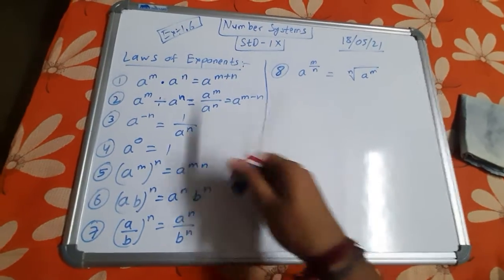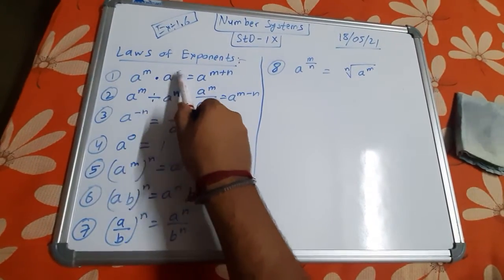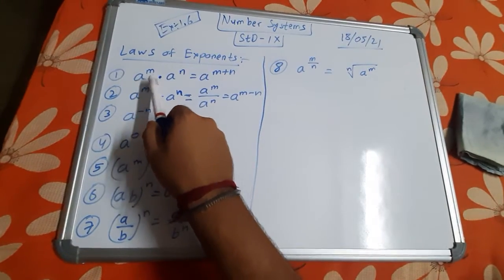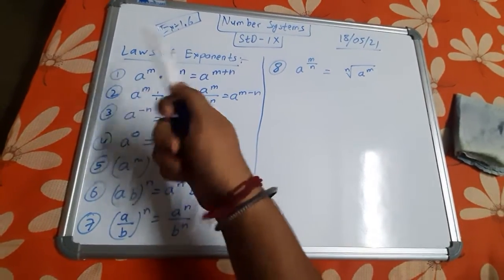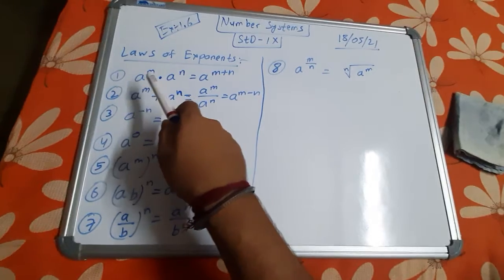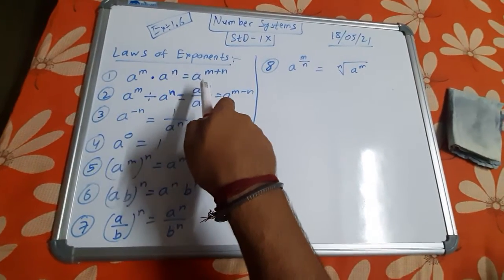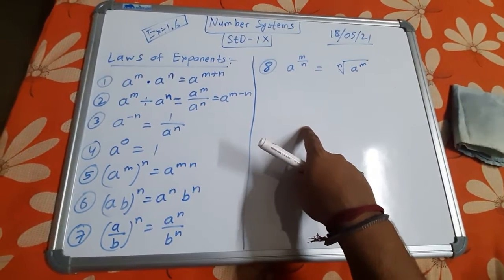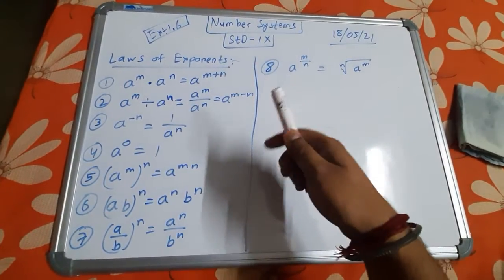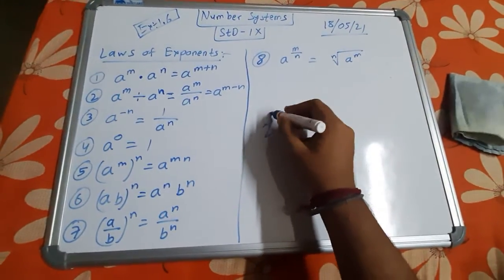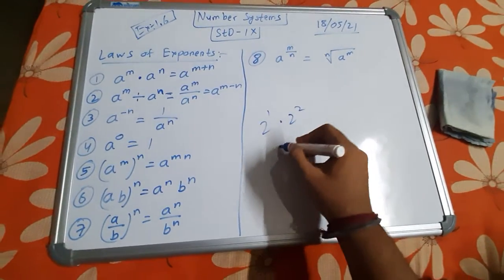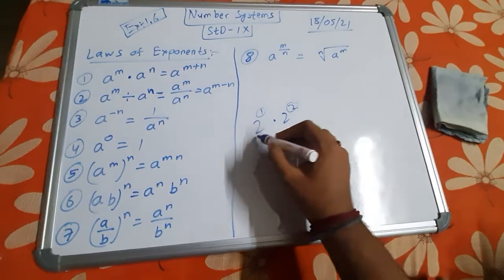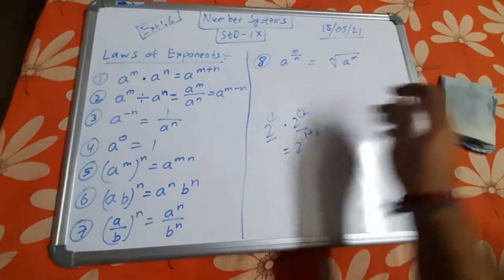The first law is a to the power m into a to the power n. Here the two a's are the same number, but the powers m and n may be the same or different. If they are in multiplication, their powers will be added. It's a rule: when bases are the same, suppose 2 to the power 1 into 2 to the power 2, then it is 2 to the power 1 plus 2. The 1 and 2 get added because the bases, 2 and 2, are the same.